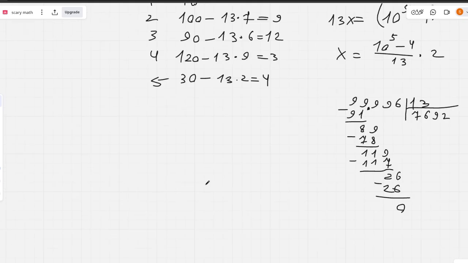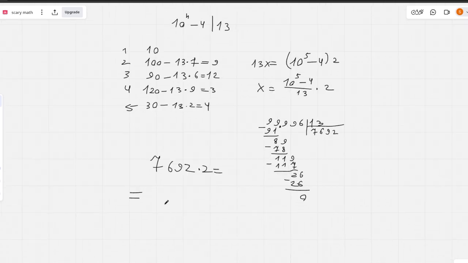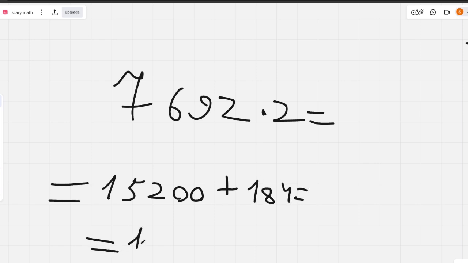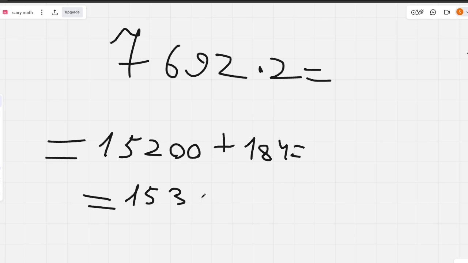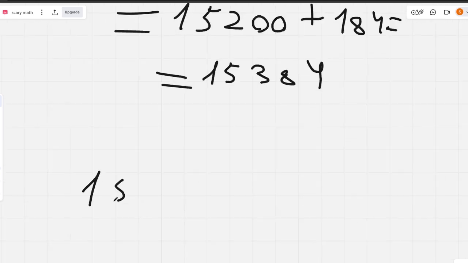Okay, cool. Now 7692 times 2. We need to multiply this out, and what we're gonna get is 15,200 plus 184, so 15,384, I think. Alright, so now we just add 6 to the end.